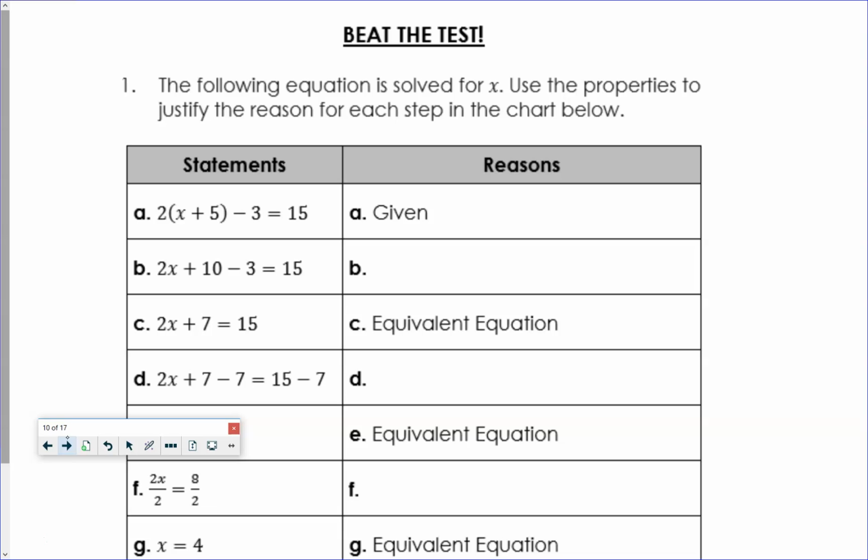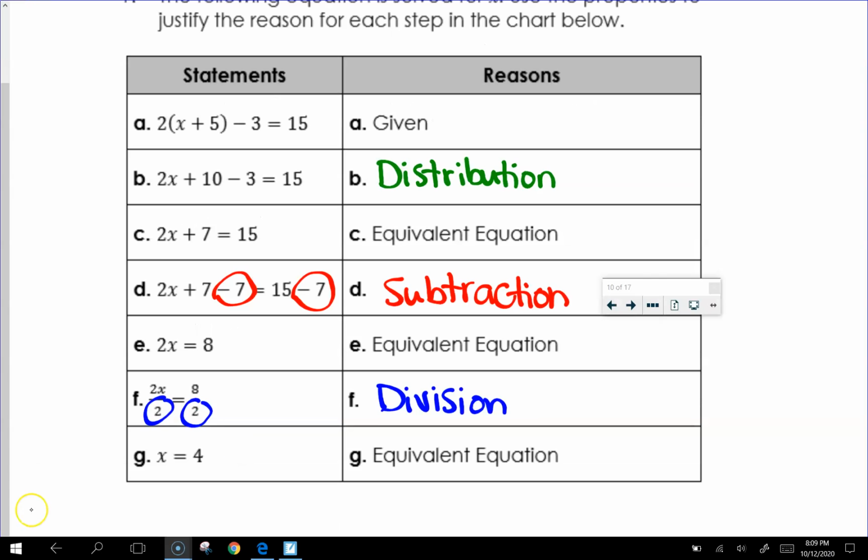All right, you're going to pause again. This is just like the one we started off with in this lesson. So pause and please fill this one out. Remember, you're using your properties. Okay, check your answers with mine. So from part A to part B, they distributed the 2 to the x plus 5 to give us 2x plus 10. From part C to part D, they are subtracting 7 on both sides, so that is subtraction. Then from E to F, they are dividing by 2, so it is division. Did you do good? I bet you did.